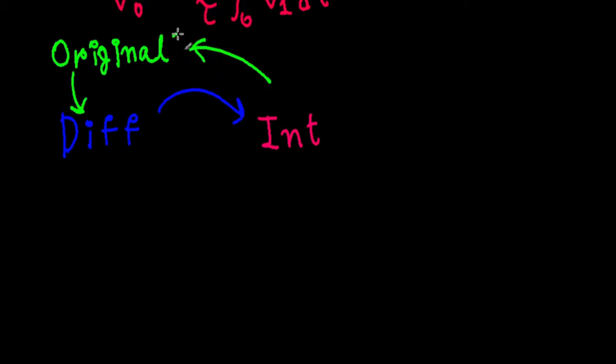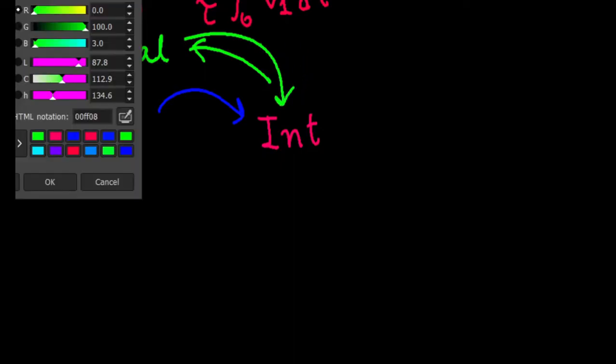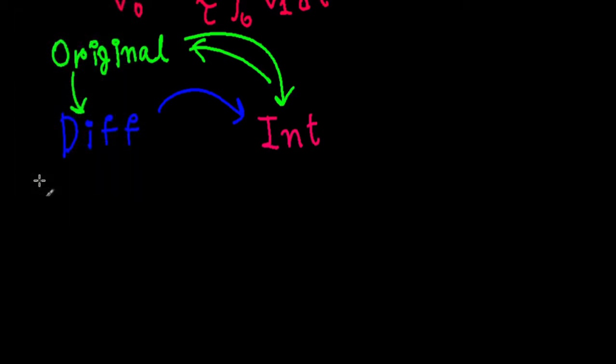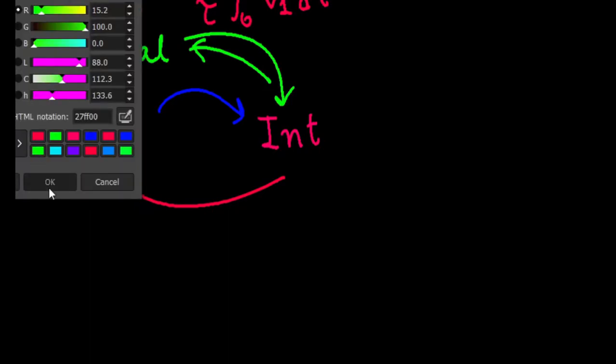If you pass some signal to the integrator, oops, that's not supposed to happen. Let's see. If you pass some signal to the integrator, and then pass the output to a differentiator, you're actually going to just get your original signal back.